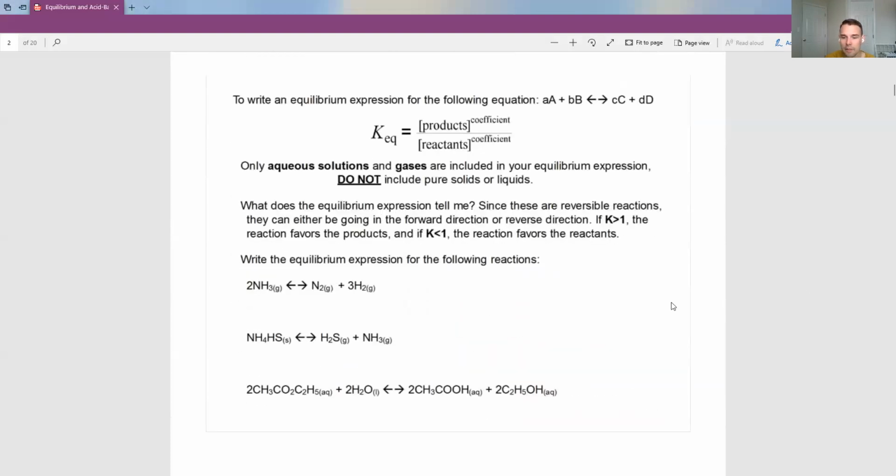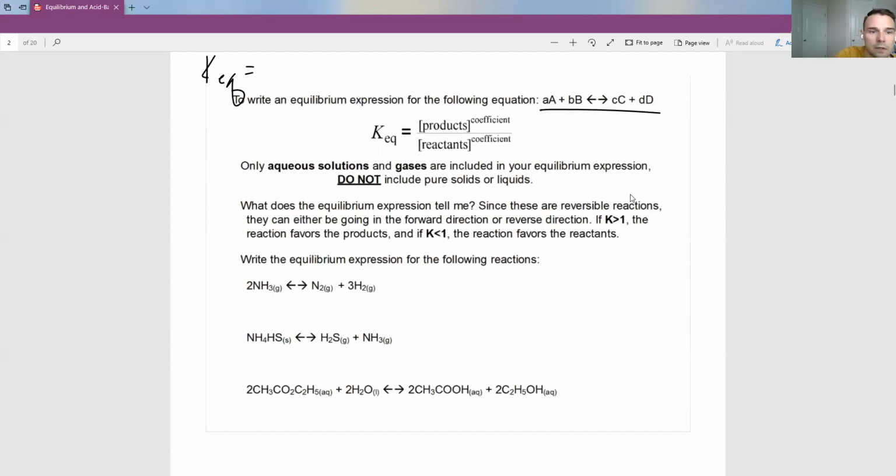To write an equilibrium expression, pretty simple. It's just going to be the concentration of products raised to their coefficients over the concentration of reactants raised to their coefficients. So in kinetics, we did rate orders, which we had to determine those exponents. Here, the exponents are just the coefficients. So if I was using this as the lowercase being the coefficients and the uppercase being the products and the reactants, my KEQ would look like this.